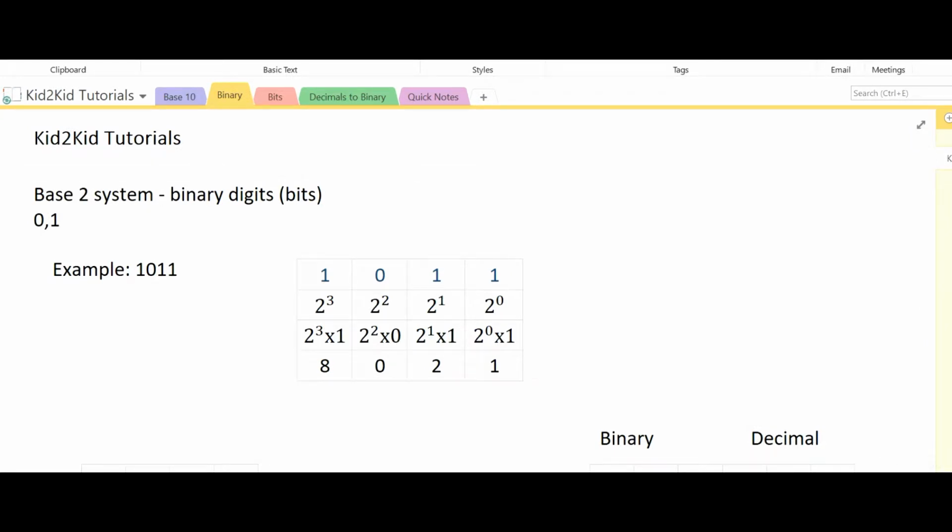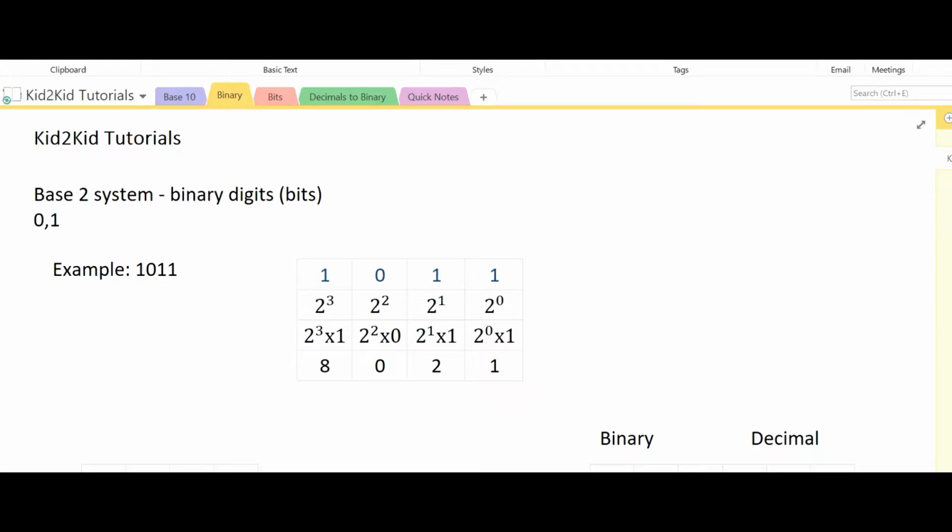Last time we worked on the base 10 system, which the video for that is linked below. Now we're going to work on the base 2 system, which consists of the numbers 0 and 1. For example, we have the number 1011. So the base 2 system is very similar to the base 10 system.